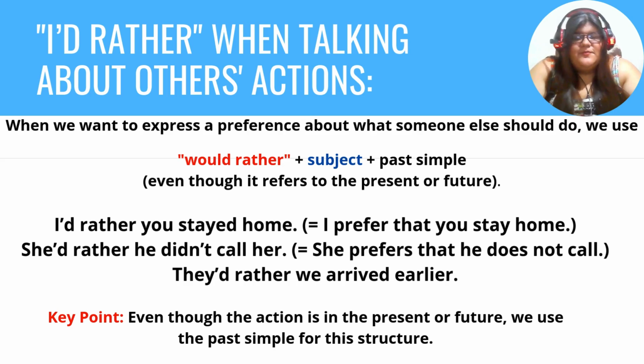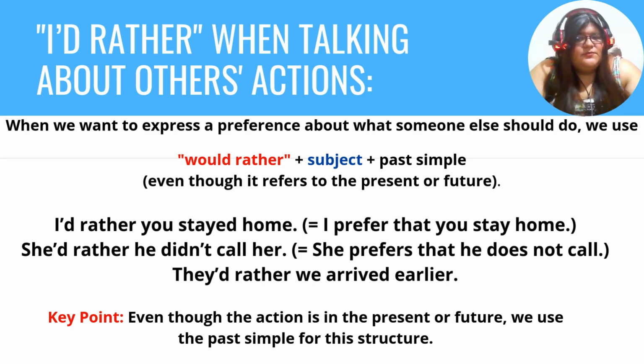And the example says, I'd rather you stayed home. In other words, he's saying, I prefer that you stay home. Then we have, she'd rather he didn't call her. She prefers that he does not call. And then we have, I'd rather we arrived earlier. If you see here, we use the verb in past simple or didn't. That is in past, right?